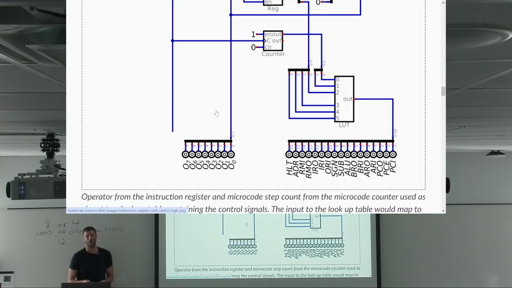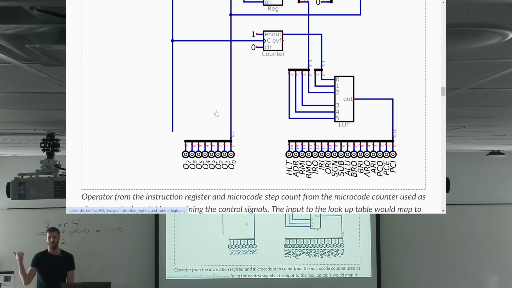No, that's the first part of load A. Yeah, that's the first part of load A, pardon me. From the instruction register into the address register. Yeah?